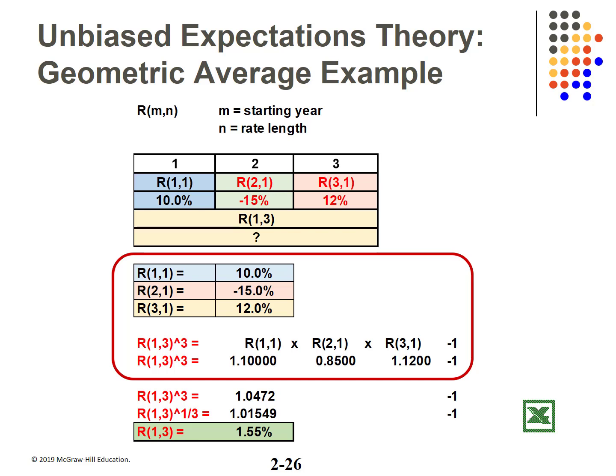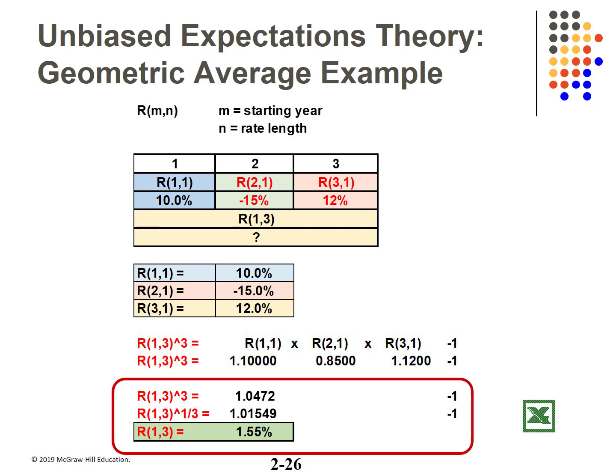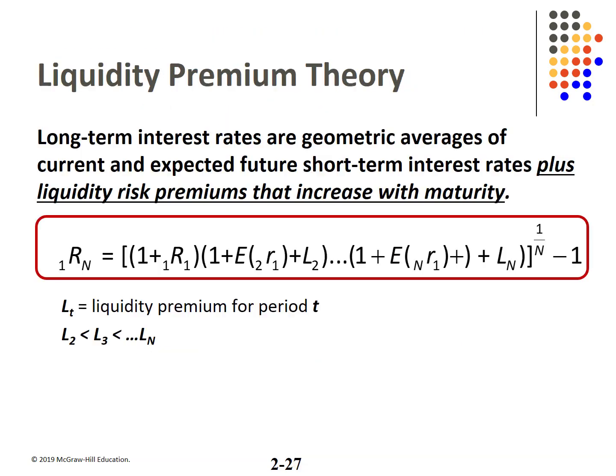Remember, you have to add 1 to each rate, then subtract it out at the end. So you're seeing your formula, R13 cubed is equal to R11 times R21 times R31 minus 1. You can see our result, 1.55%. The Excel symbol works it out in Excel, and it's posted in Blackboard.